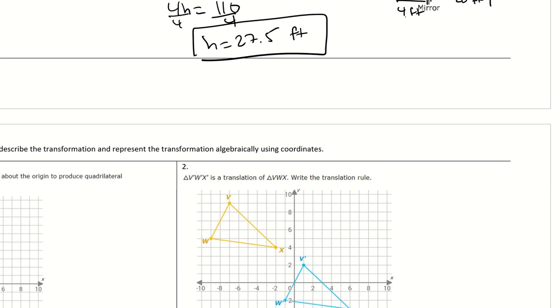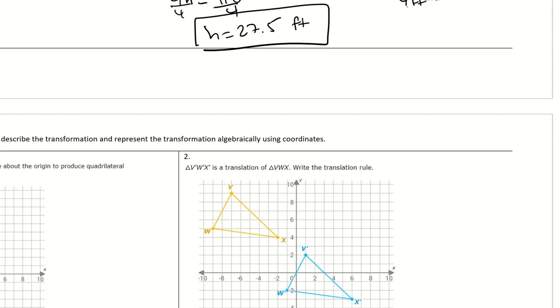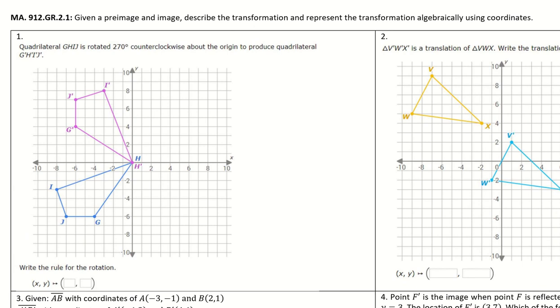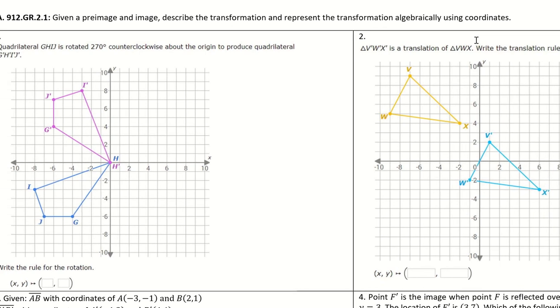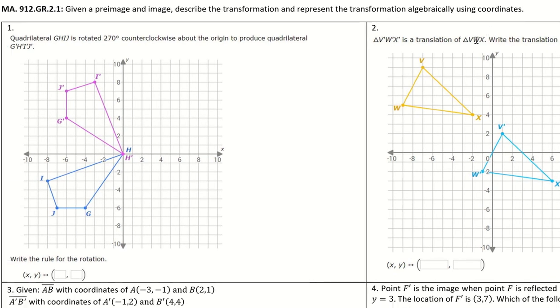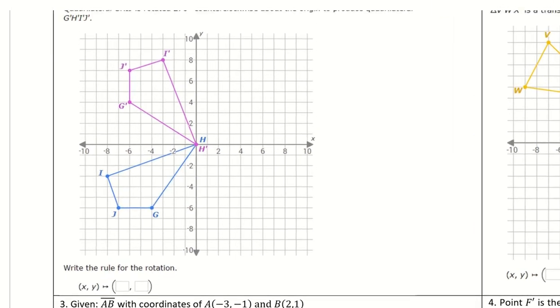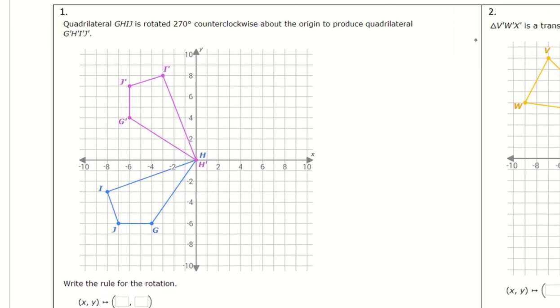All right, so let's move on to the next problem here, our next page. Given a pre-image and an image, describe the transformation and represent the transformation algebraically using coordinates. Let's just take a look at G and G prime just to make it easy. G is -4 and -6. And G prime is -6 and 4.